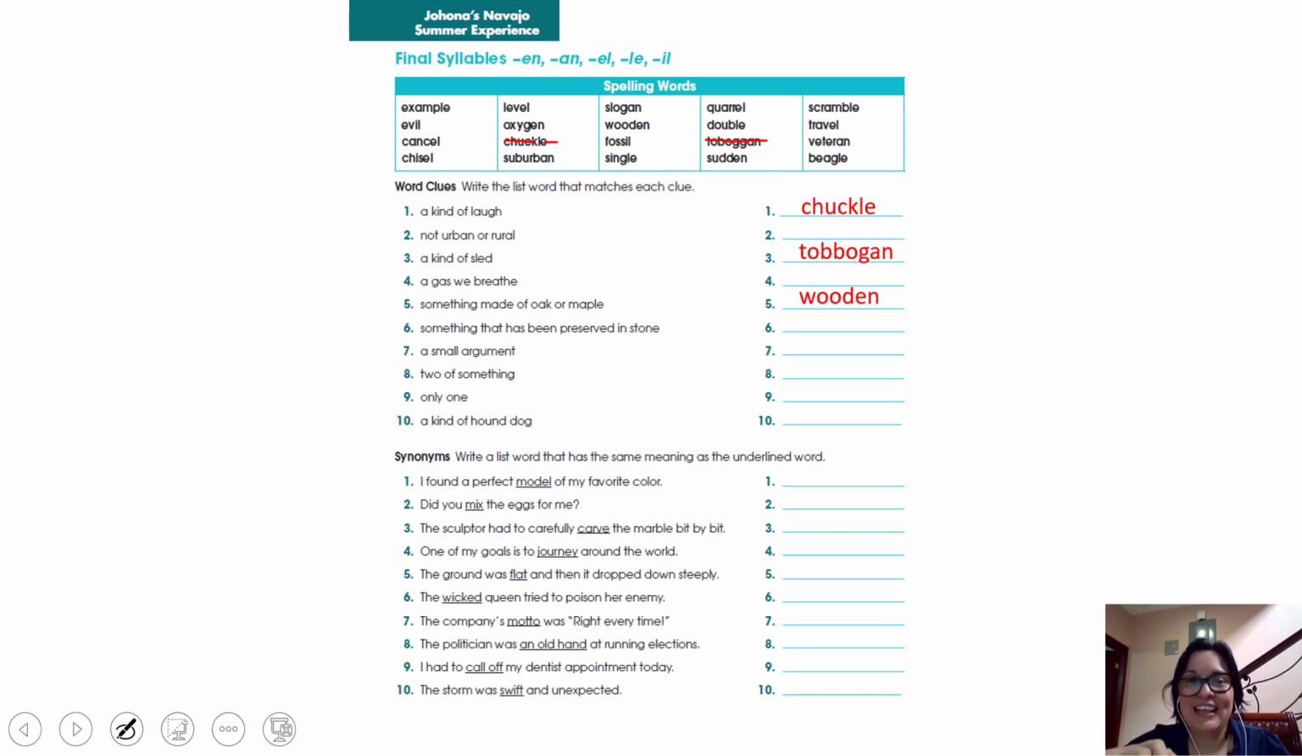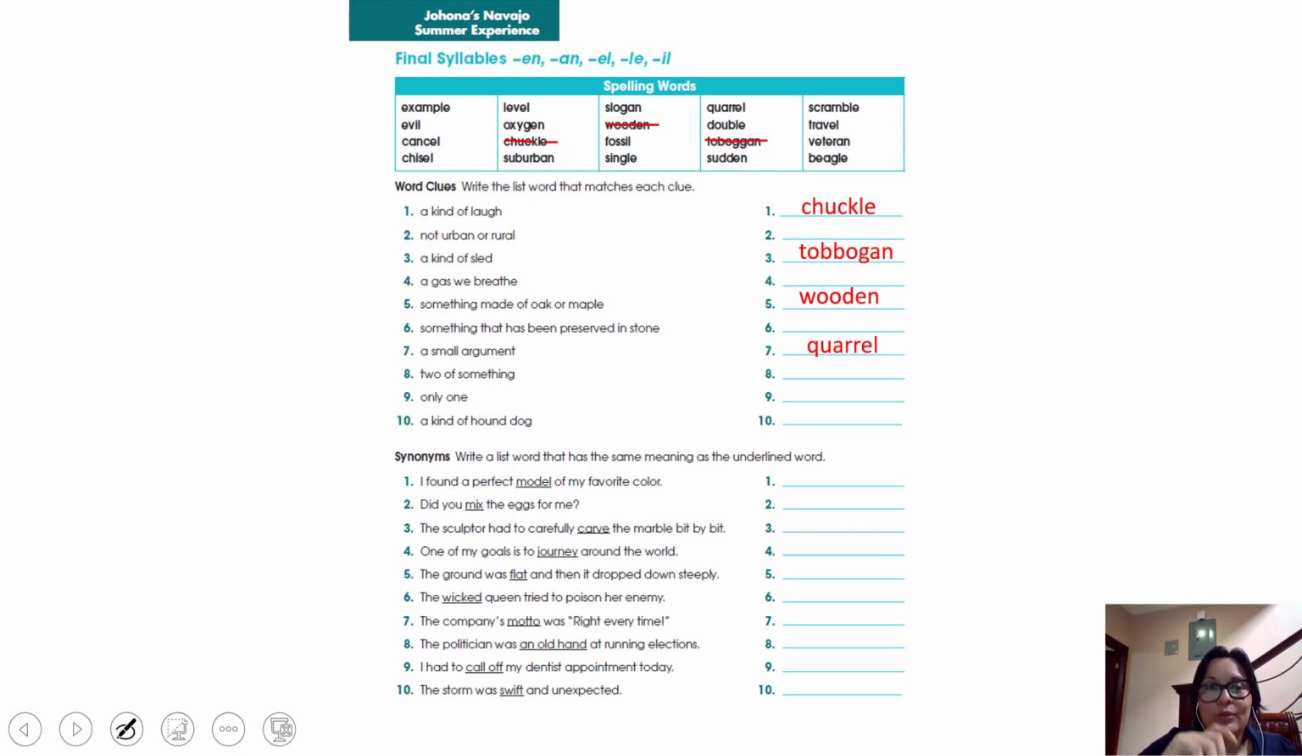Wooden. Excellent. So let's cross wooden. Let's continue with number 7. A small argument, a small discussion. Here you have it, sorry. Quarrel. Okay, quarrel. Remember that quarrel is like a fight but with words, or a discussion but with words.